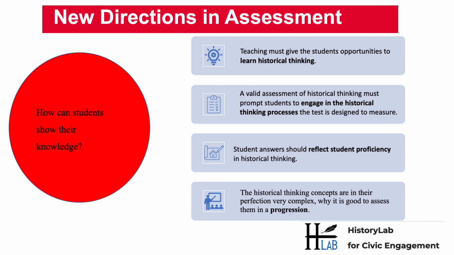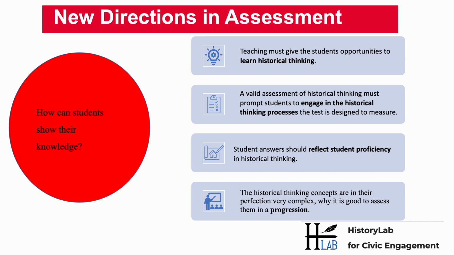When the certain knowledge the students are supposed to learn is defined, they must of course be taught about this. If teachers want students to achieve the ambitious historical thinking goals, both their teaching and their examinations or working tasks must give the students opportunities to first learn historical thinking and then first after that to show their knowledge of how to use them. A valid measure of historical thinking must have the students engage in the historical thinking processes the test is designed to measure.